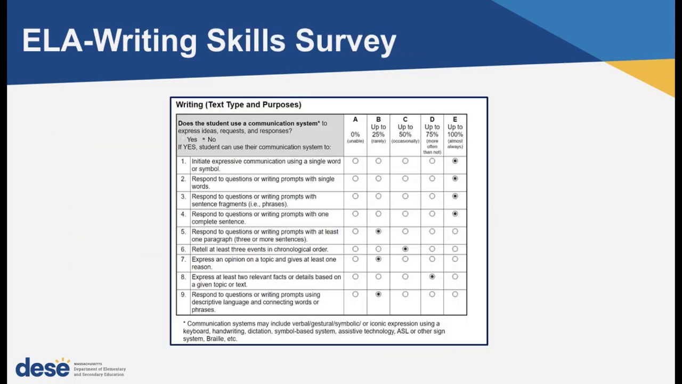So here's our ELA writing skills survey. As you can see, it's set up the same as the other ones with A, B, C, D, or E. And you're just going to fill this out. If you read it carefully, it'll tell you exactly what you need to know for your student. Fill it out accordingly, and then you will put it behind your strand cover sheet.